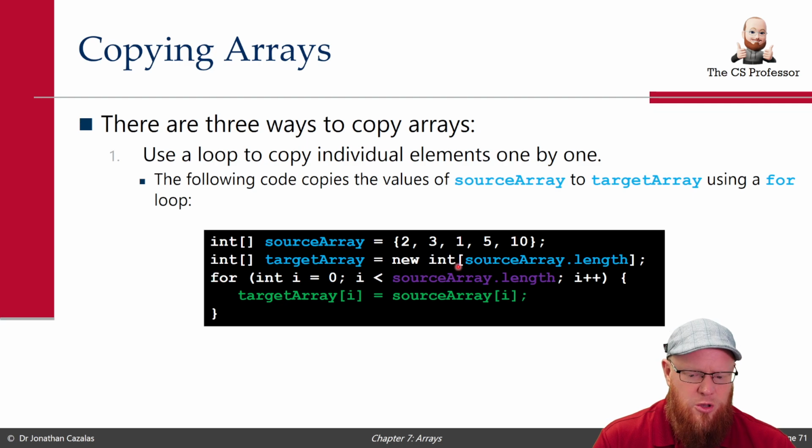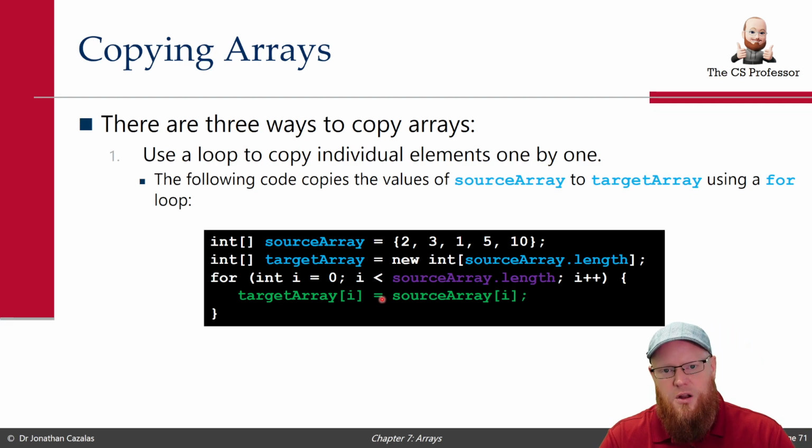Now all we do is we loop over source array dot length or target array dot length, right? Same thing. And we're going to save source array at index I into target array at index I. So let's say here we're looping from 0 to less than 5, from 0 to 4. We save source array at index 0 to target array at index 0. Source array at index 1 to target array at index 1.